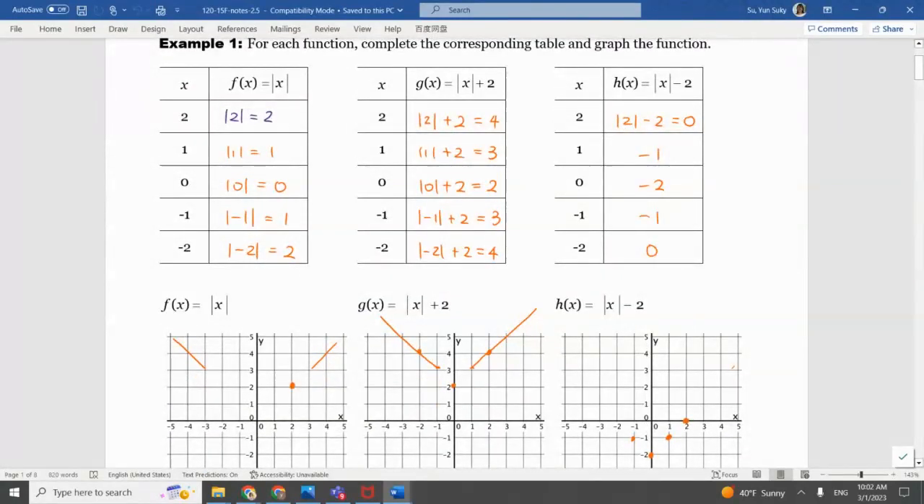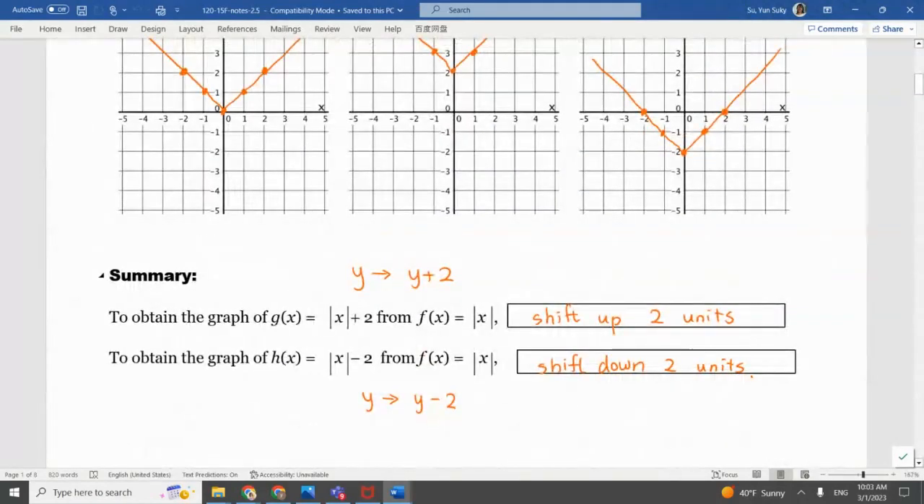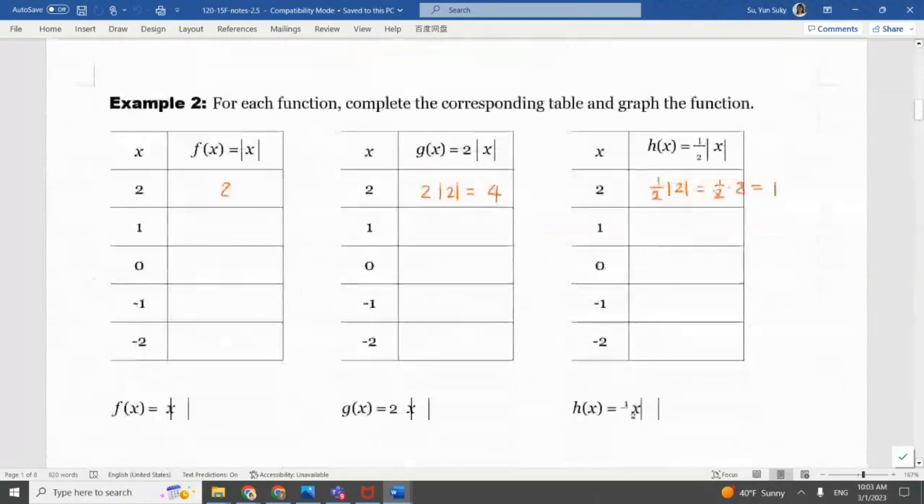And then last time we talked about, given the absolute value, right? If we add 2 to the entire function, this is changing the y. Okay, everybody? So changing the y, we either move up or move down. Last time we know that if we change the y to y plus 2, so you're adding 2 to the entire function, then our graph should go up 2 units, right? And if we subtract 2 from the entire function, we are changing the y, then we shift down 2 units. Do you remember that, everybody?